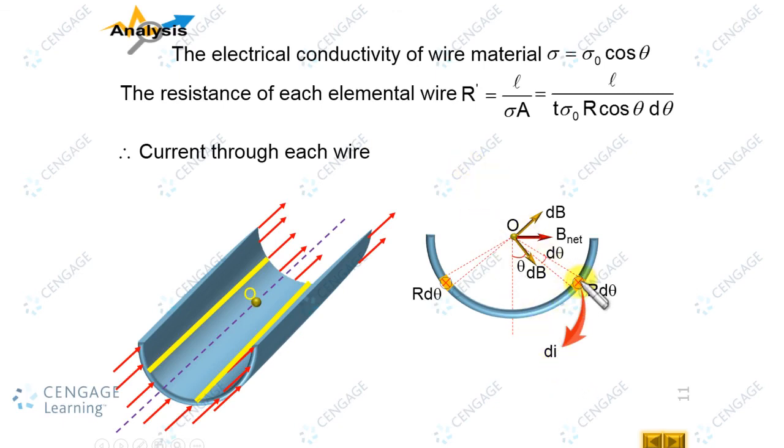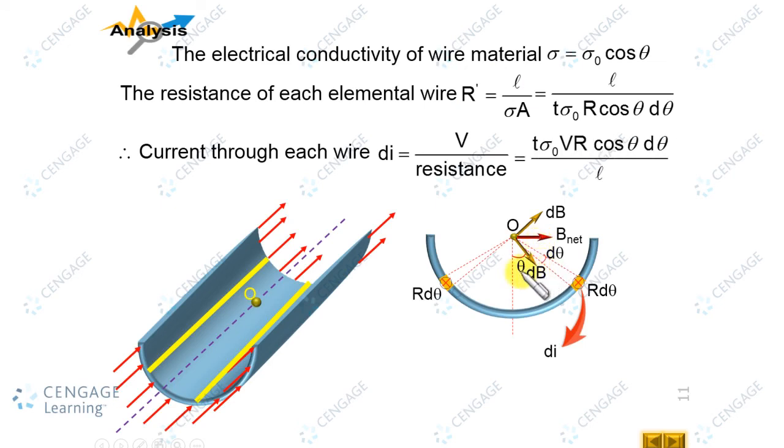So let us write the expression for the current dI. dI is the current in this section and this section also. So V divided by resistance, and V is given to you, and resistance we have written like this. So this is the current in this section. Now this wire and this wire, both are long wires. That means we can apply the formula of the infinite wire, right?